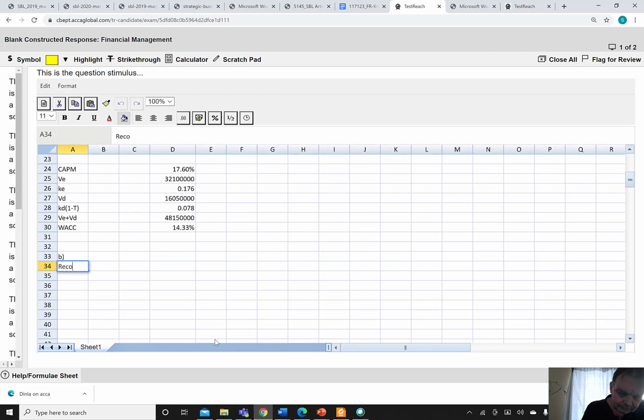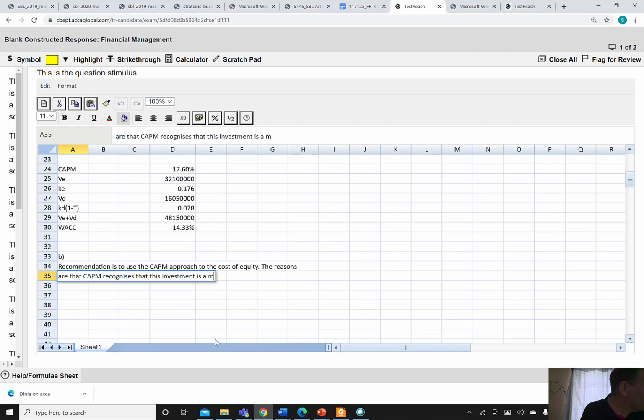So the recommendation is to use the CAPM approach to the cost of equity. So that probably doesn't get me very much in terms of marks. Then I give the reasons. That this investment is a major diversification.